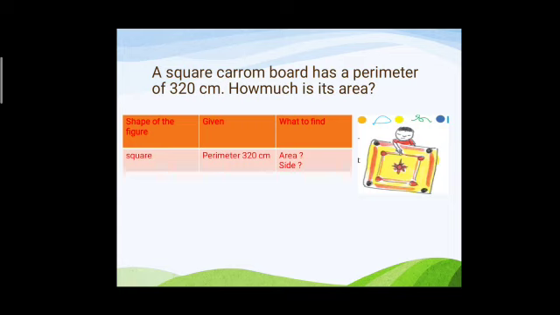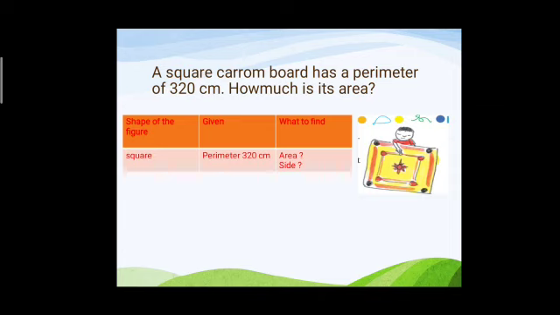And what is given? Perimeter of 320 centimeter. That means perimeter is given to us. And what we have to find out? How much is its area? We have to find out the area.